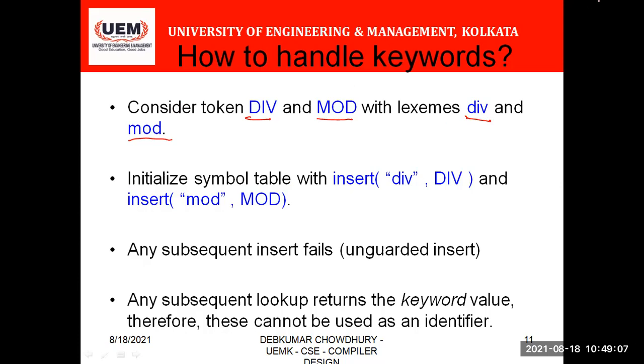Can anybody tell me what div stands for and what mod stands for? Aditi, can you tell me what div stands for? Aditi Ghosh, section G, roll number 3.